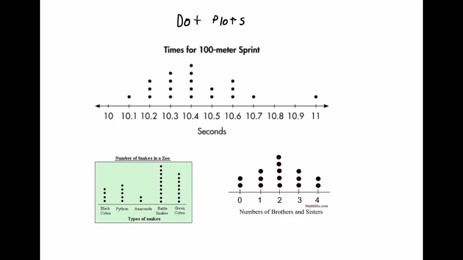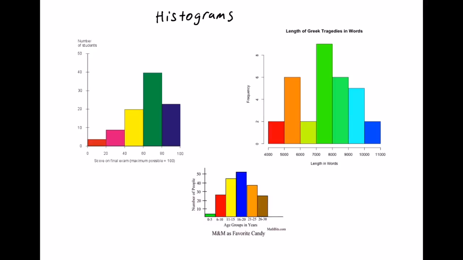Next, we're going to talk about histograms. You may also know these as bar graphs. Same sort of thing, but their official name is histogram. What histograms do is they show a varying level. Instead of making a dot for every single one, it more makes a level. So in this first one, we've got score on a final exam.